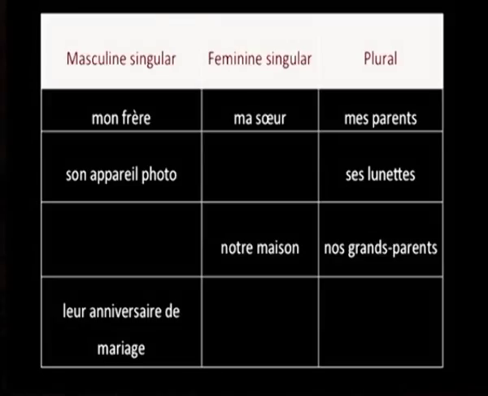In the text, we have several examples of possessive adjectives. Masculine singular: mon frère, son appareil photo, leur anniversaire de mariage. Feminine singular: ma sœur and notre maison. And plural: mes parents, ses lunettes, nos grands-parents.